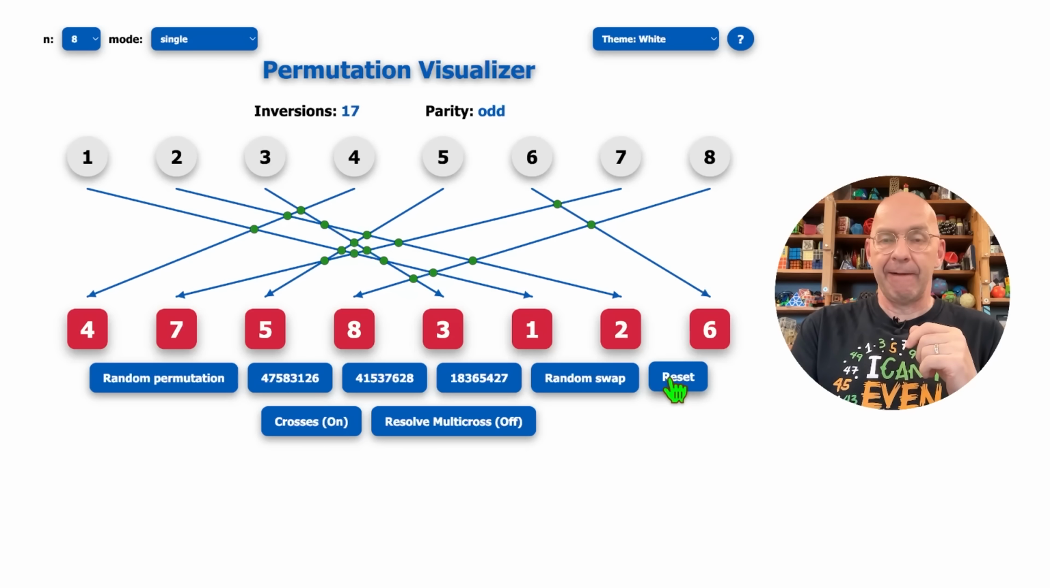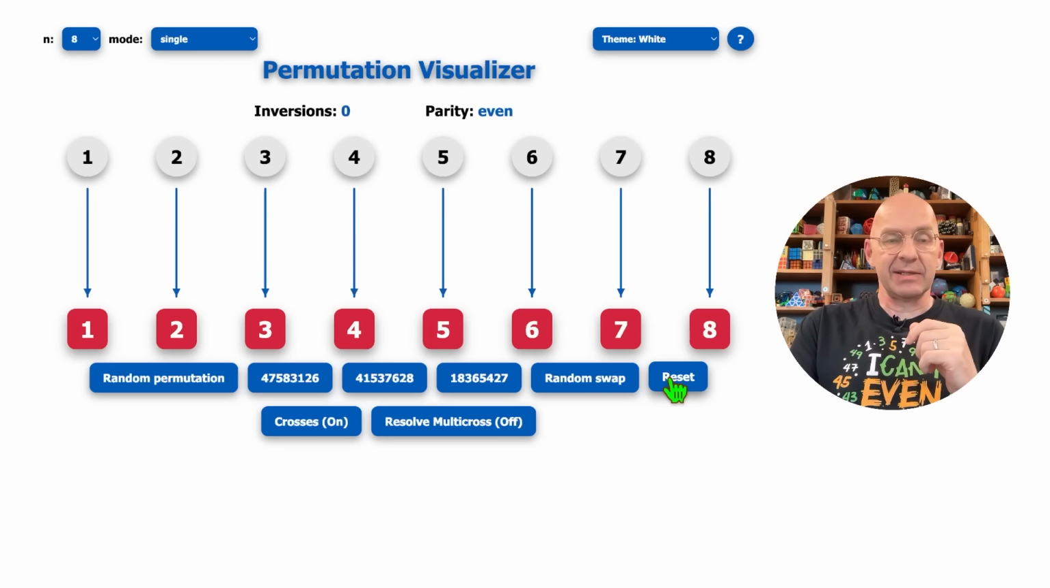All right. Now, reset. This doesn't look like it, but that's actually a permutation. This is called the identity permutation, the do-nothing permutation. Mathematicians love this sort of stuff. And of course, there's no crossings here, so there's 0 inversions. And so 0 is even, so the identity permutation has even parity.